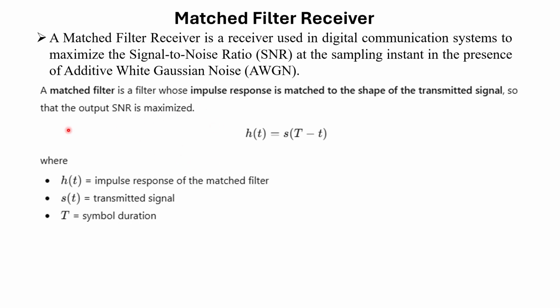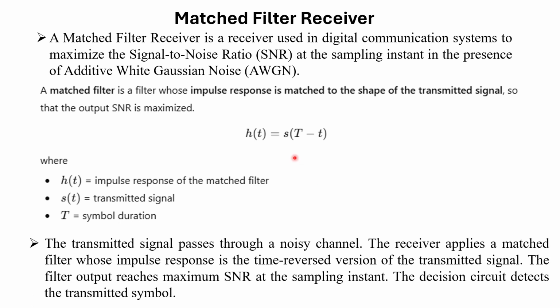A matched filter is a filter whose impulse response is matched to the shape of the transmitted signal. Whatever the transmitted signal shape you might have, we will try to match it with our filter. That is why this is called the matched filter. So s(t) is nothing but the impulse response of the matched filter, and s(t minus tau) shows the transmitted signal for different times. A transmitted signal passes through a noisy channel and the receiver applies a matched filter whose impulse response is the time reversed version of the transmitted signal.